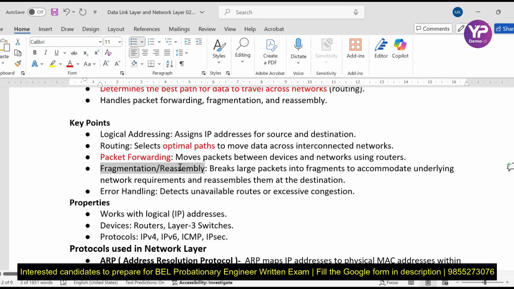Fragmentation we already discussed. And error handling. Now that is very important. Now see, can you just tell me from which layer the network layer gets the data?